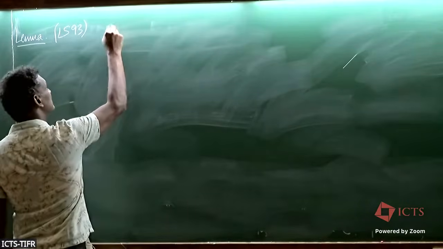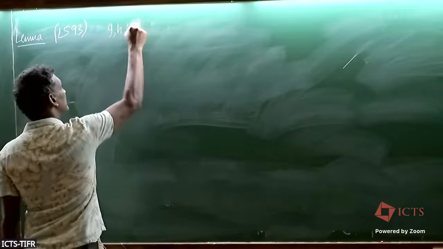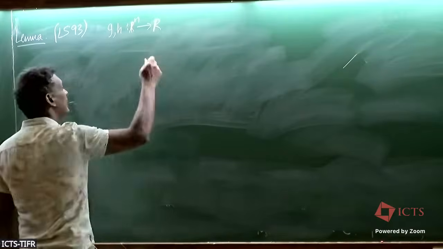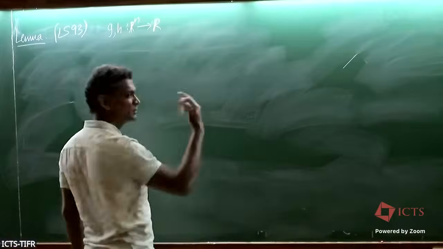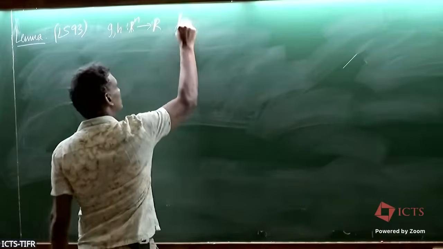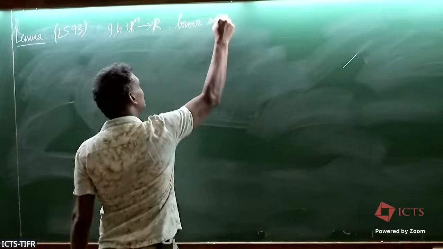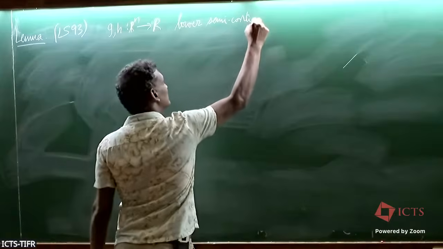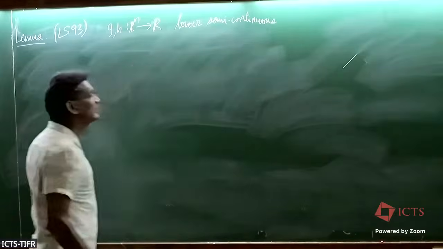So here is the localization lemma due to Lovász and Simonovits in '93. And the way they state it is the following. You have 2 functions, let's say g and h in n dimensions. For the purpose of this talk, you can think of them as continuous. And indeed, in the proofs, we really work with continuous functions. But the full generality is that they are lower semi-continuous. And then let's say they satisfy the following.